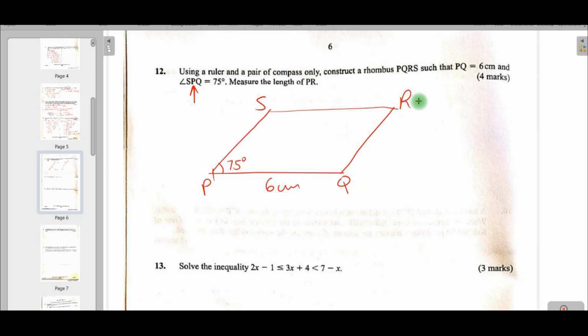So that's what will be required. After that, we find the length of PR, that is the longer diagonal of the rhombus. So let us go to the construction software and then we draw it. After that, we answer the question.